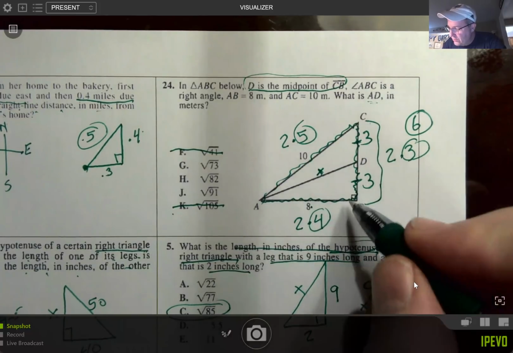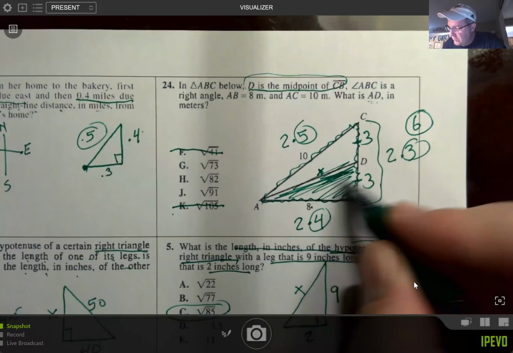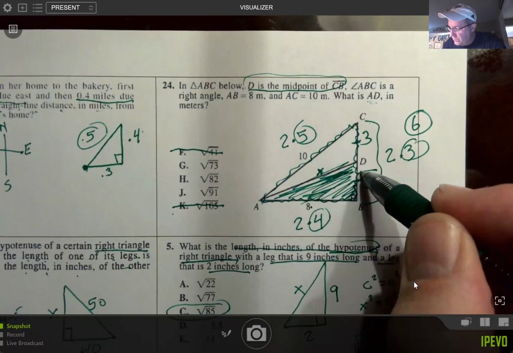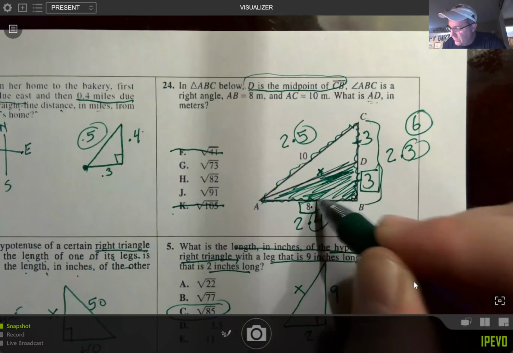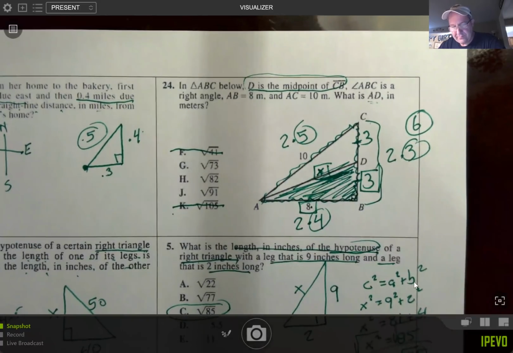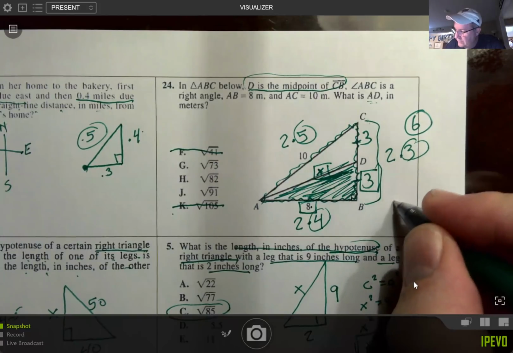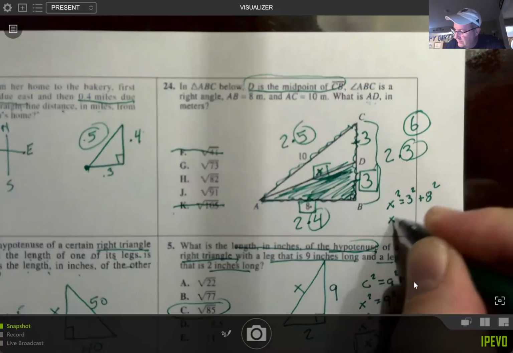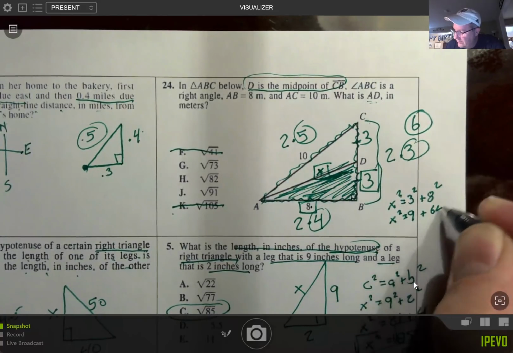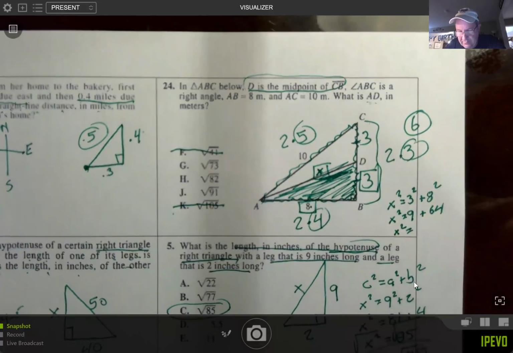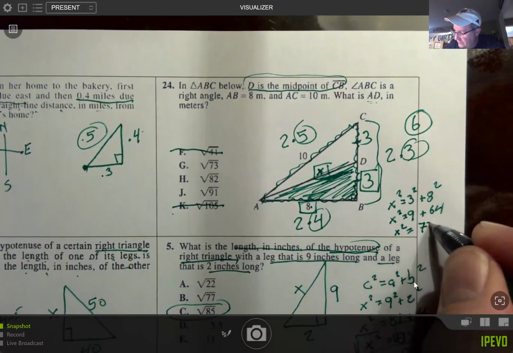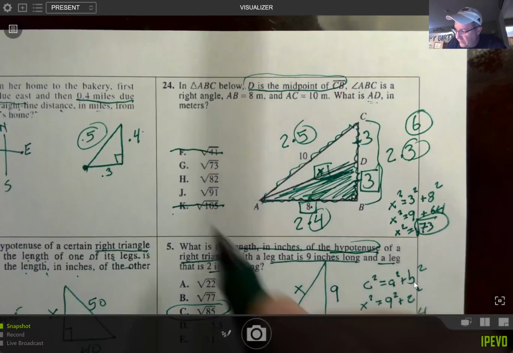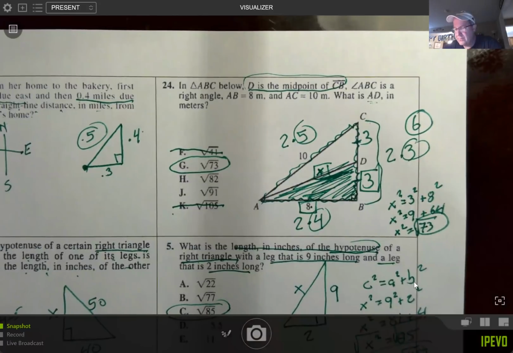Okay. Do you see the other right triangle? Everyone go ahead and do Pythagorean theorem on these two, on this green triangle here. Square root of 73. Cool.